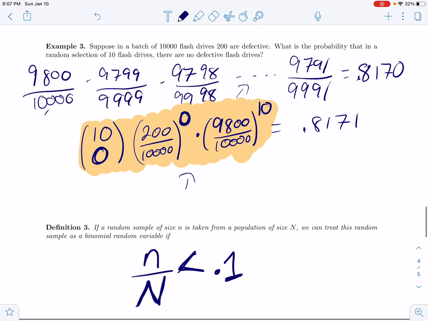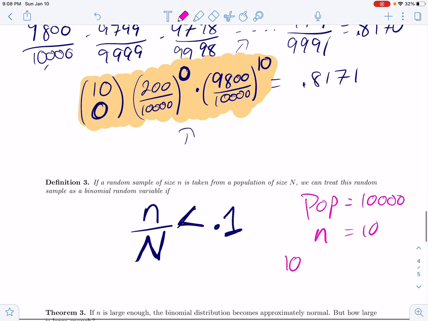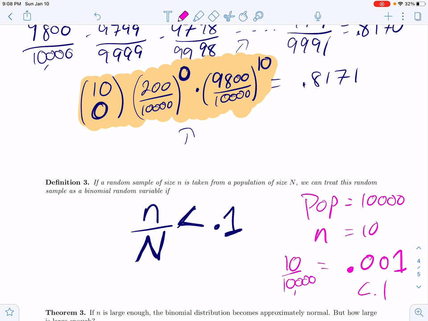So for our example 3 up here, we have our population size. Our population is size 10,000. Our sample is size 10. 10 out of 10,000 is 1 out of 1,000, so that's 0.001, which is definitely less than 0.1, right? So this is small enough where this is not a bad approximation. We can approximate this like this, all right?